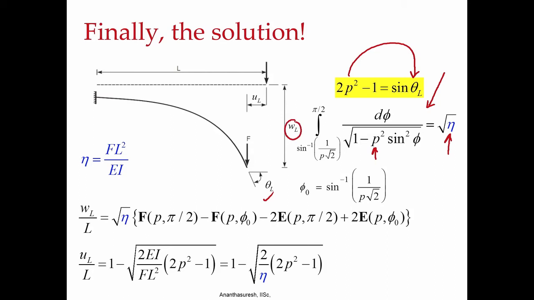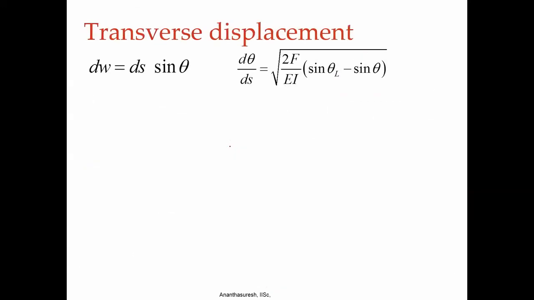What are the other ones? We want to find out what this W_L is and what this U_L is. So, for both of these, we have now F denoting the elliptic integral of the first kind, complete, this is incomplete, this is the second elliptic integral, complete, and then incomplete, because this φ naught is there, and U_L involves only this p and this η. So, we are able to get them at the free tip. We can also get everywhere in between, as we will see now. Let us see how this works.